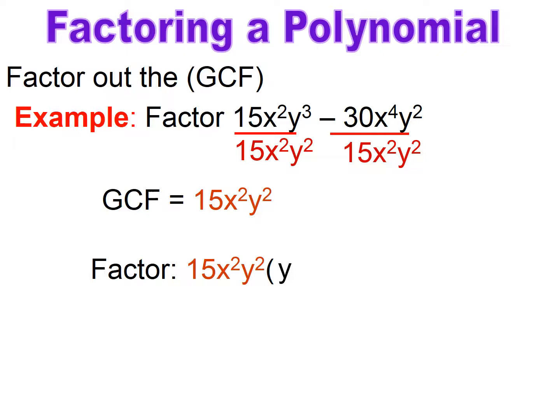And then I'm dividing it out of the 30x to the fourth y squared. And you see 15 goes into 30 twice. The x to the fourth and x squared will simplify to x squared.